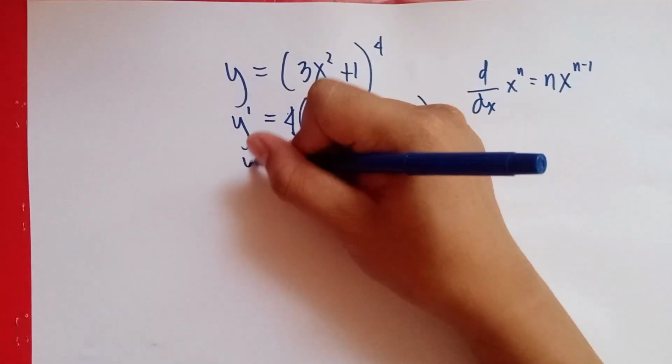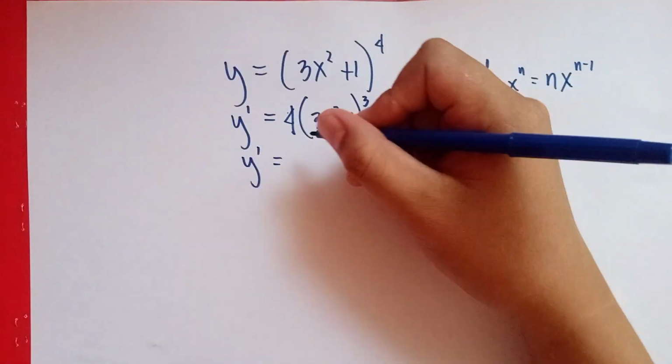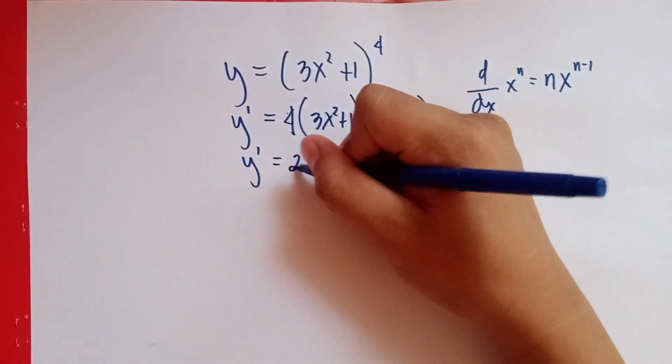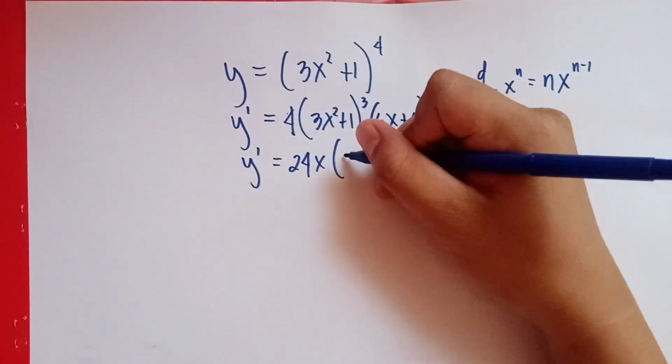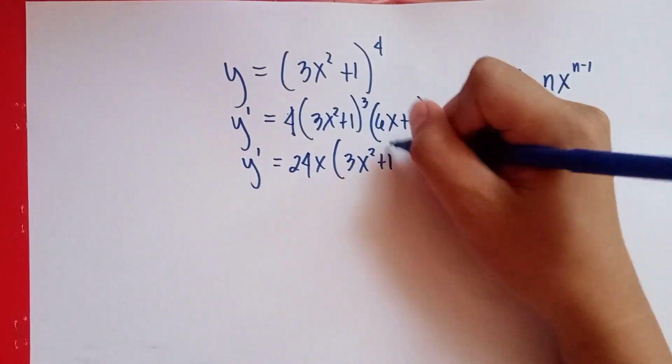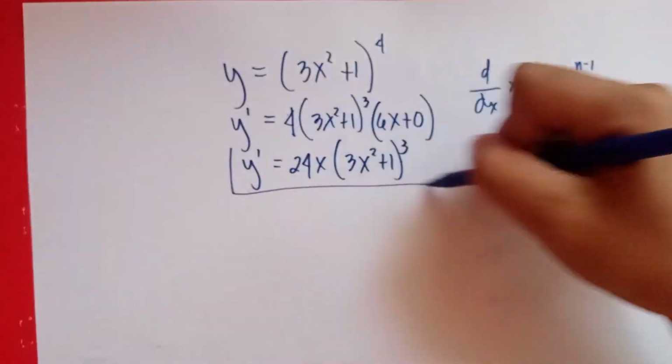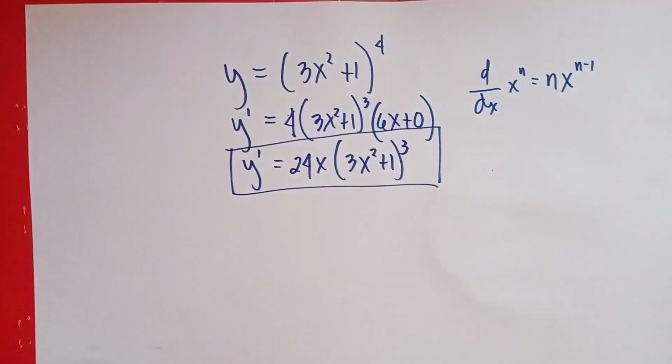Okay? Then, simplifying, we have y prime is equal to, so 6x plus 0 is 6x times 4, that is 24x times 3x squared plus 1 quantity cubed. So, eto na po mga boss, yung sagot when we use the chain rule. Okay, let's have another example mga boss.